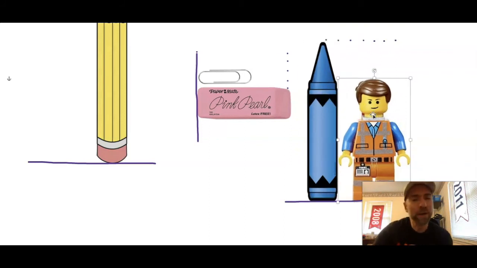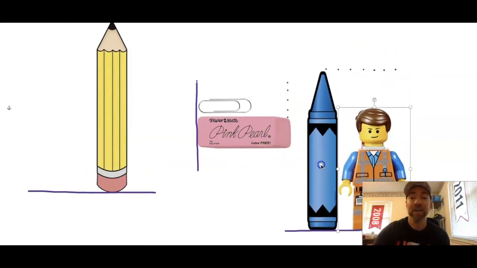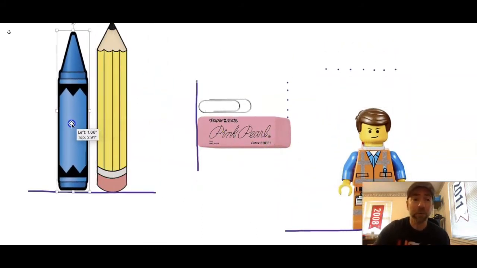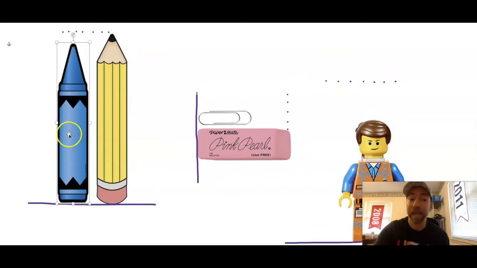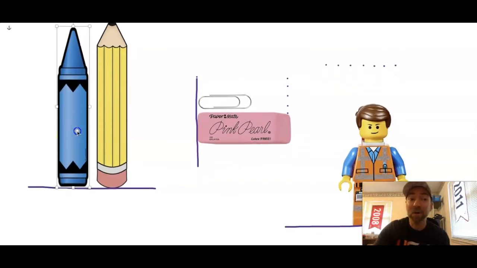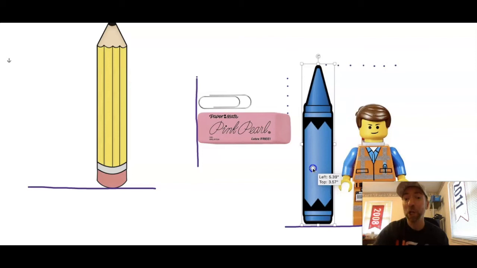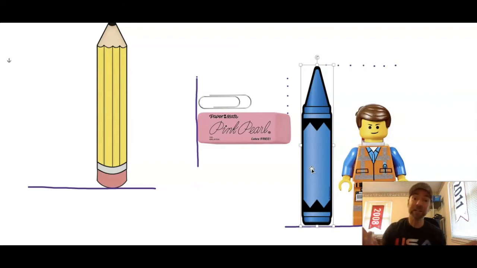Now that's a little weird because my crayon was shorter when I compared it to the pencil, but now my crayon is longer when I compared it to Emmett. So an object could be shorter and longer. It depends what we are comparing it to.